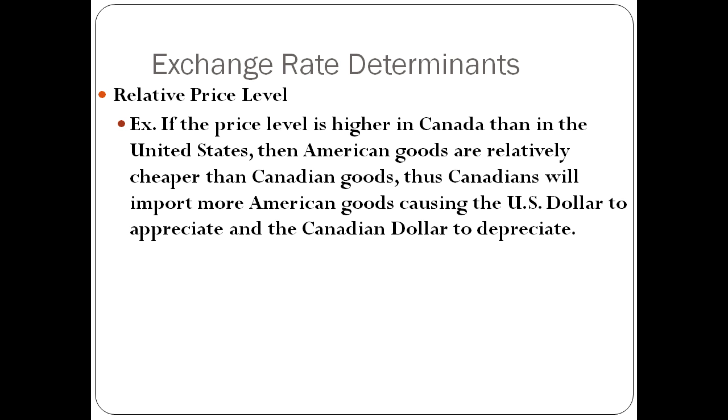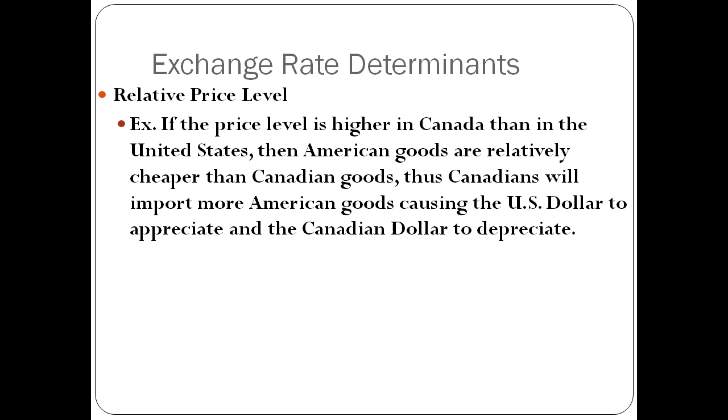Alright, moving on here to a couple more determinants. This next one is actually very similar to the relative income, and that is relative price level. So for example, if the price level is higher in Canada than the United States, then American goods are relatively cheaper than Canadian goods. And Canadians will want to import more American goods. So in order to import those American goods, they are going to need dollars. So the Canadians are going to go ahead and supply Canadian dollars.